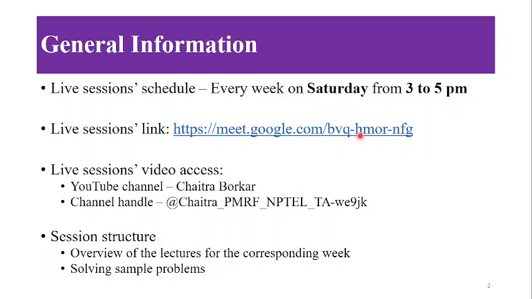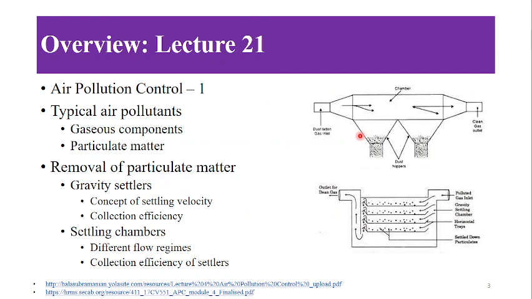So let's start with the lectures that were conducted in week 5. The lectures in week 5 were all about the control of air pollution. Firstly, in lecture 21, the different types of air pollutants present in the atmosphere were discussed. They can be gaseous components such as carbon monoxide, oxides of nitrogen, oxides of sulfur, or particulate matter, which are solids or liquids suspended in the air.